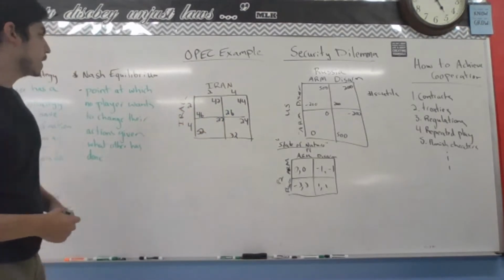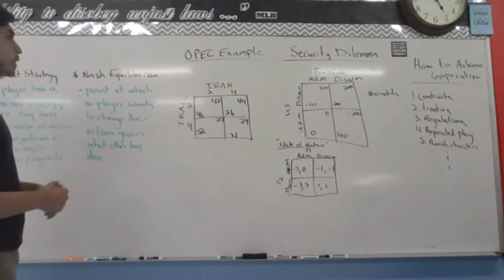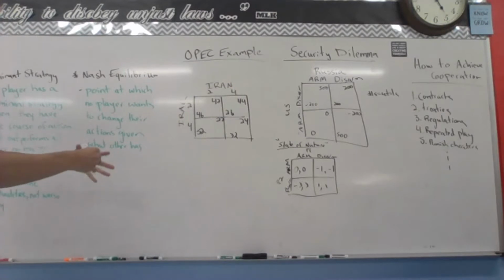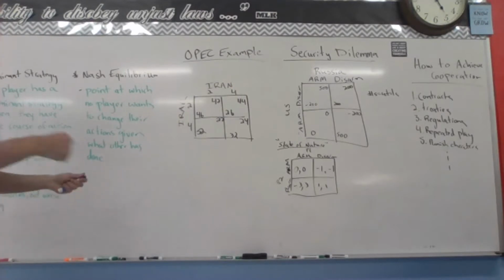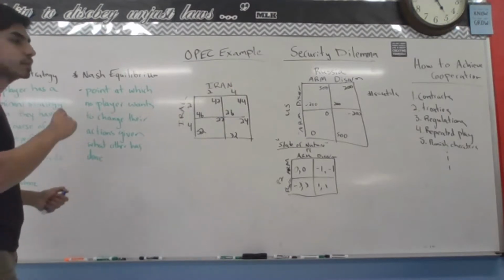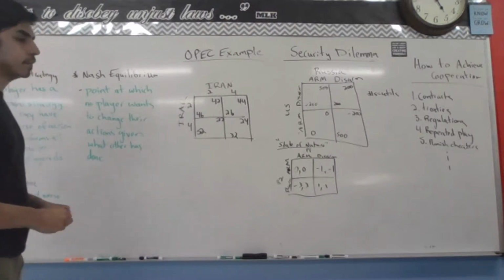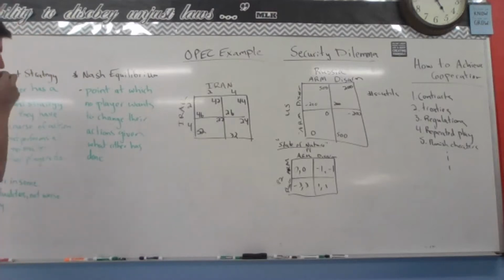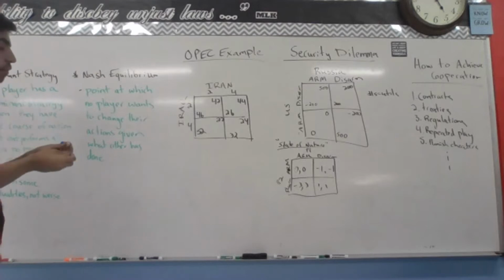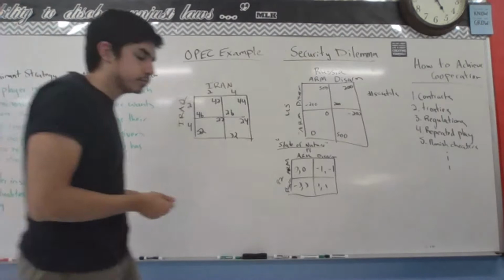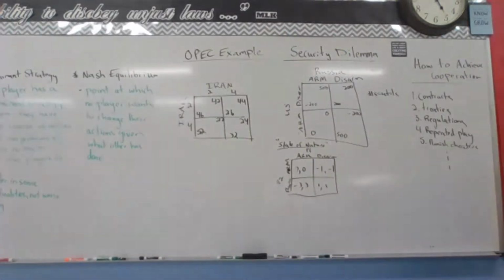And to solve this game, to find the Nash equilibrium, the point at which no player wants to change their actions, the point at which no player would have regret, at which each player would be playing, in theory, the best response to the other player's strategy.